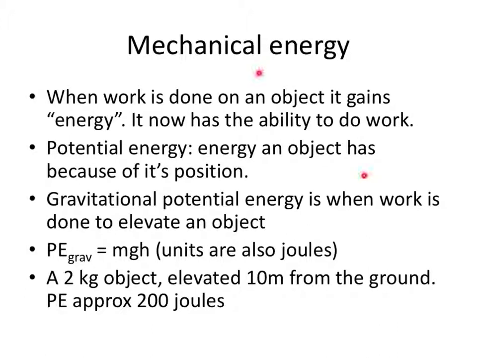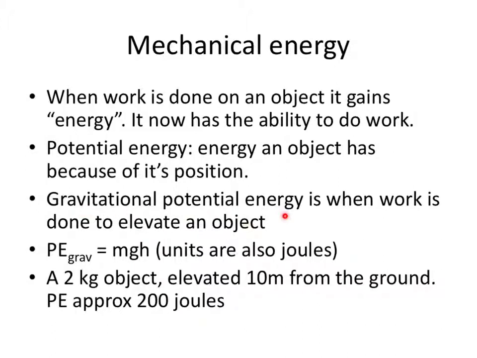Okay, now we move on to energy, and specifically we're going to be talking about mechanical energy. So when work is done on an object, the object gains energy. And when the object has energy, it now has the ability to do work. All right, now, so there's a couple of different kinds of mechanical energy. We're going to talk about first potential energy, and this is energy an object has because of its position. There's actually a few kinds of potential energy as well. We're going to stick to talking about just gravitational potential energy in this chapter.